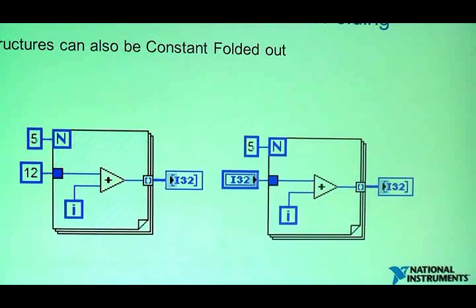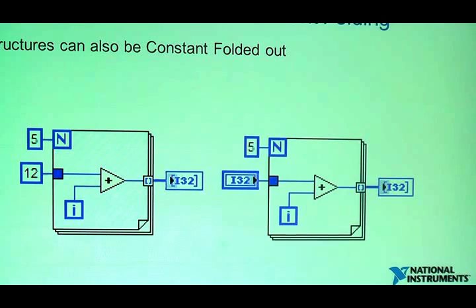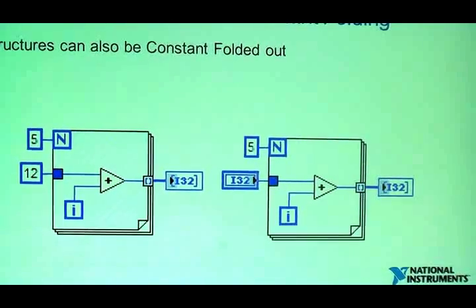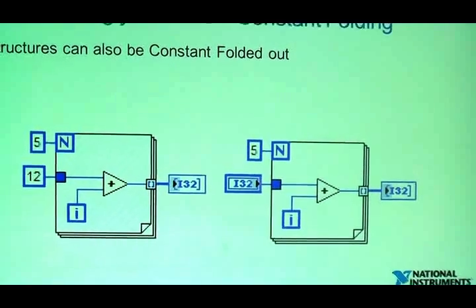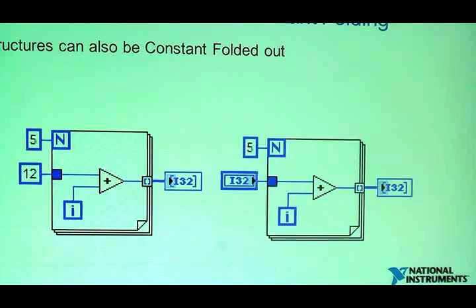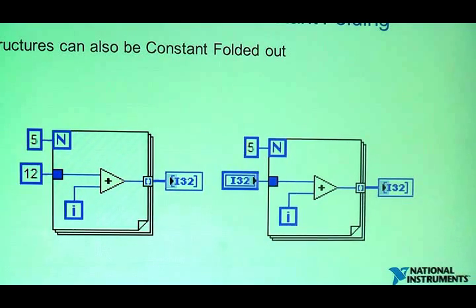Did I say that right? If debugging is disabled, you're right. If debugging is disabled, it'll constant fold out that entire structure, and you can tell that with the hash marks on the inside of the structure. Now, if you have debugging enabled in your options, it's going to assume that maybe you need to drop a probe inside that for loop, and so it won't do that optimization for you. So those are some things you need to think about.